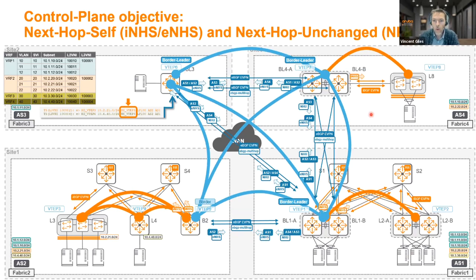And then you have all the similar inbound, outbound route advertisement explained in that drawing, what we want to do between fabrics.